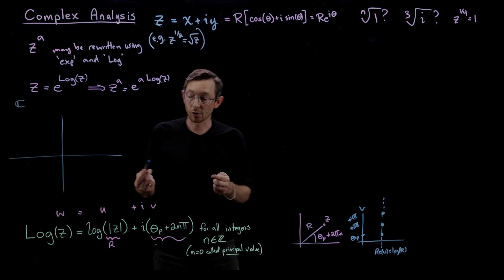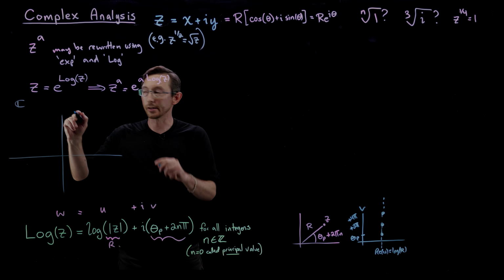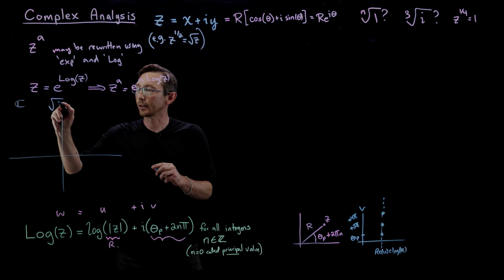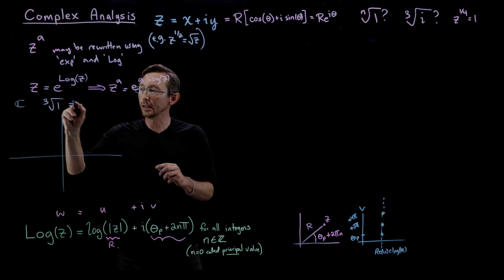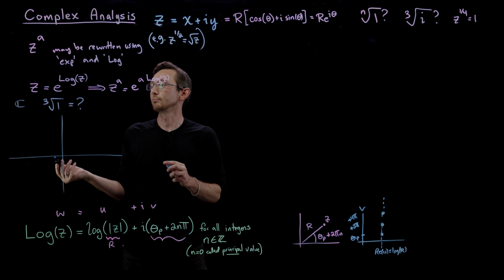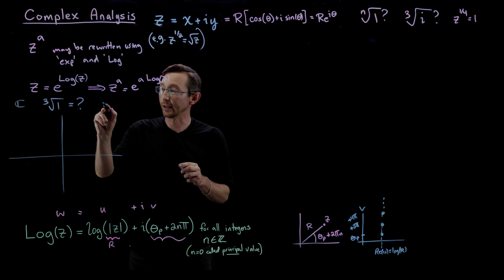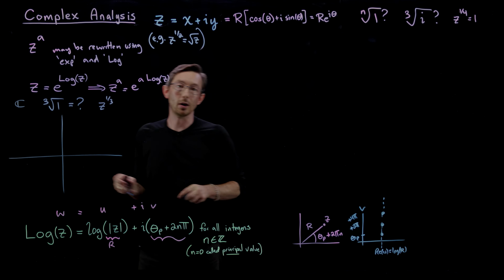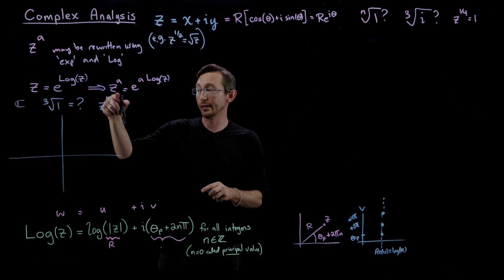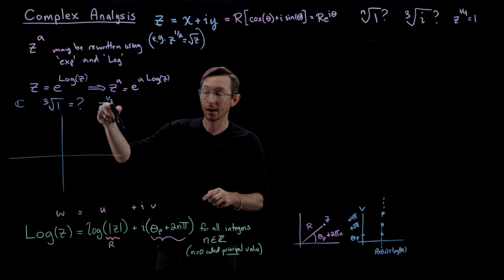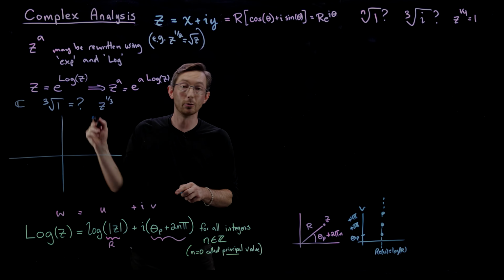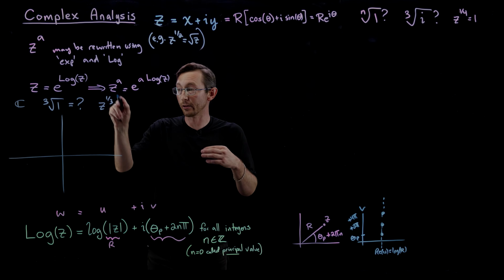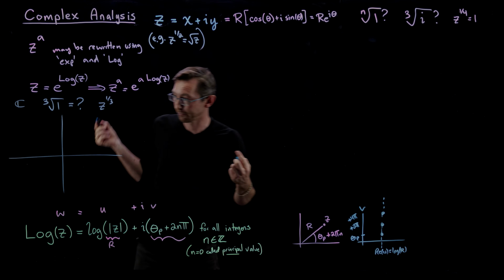Here's the problem we're going to solve: cubed root of 1 equals what? That's another way of saying z to the 1/3 is our function, and z equals 1. So we're trying to understand the function z to the 1/3 power, and we're evaluating that at z equals 1. What are the values that are valid for z to the 1/3?